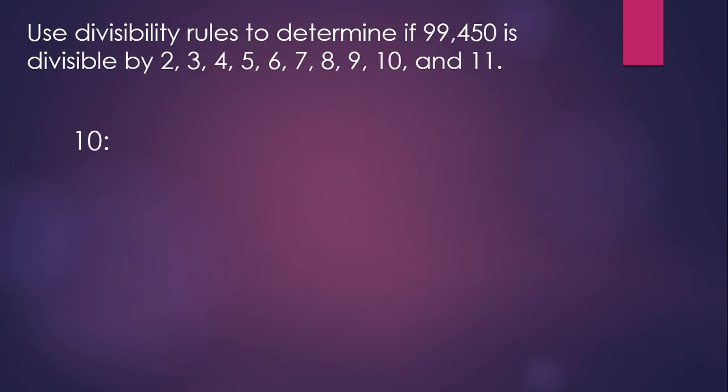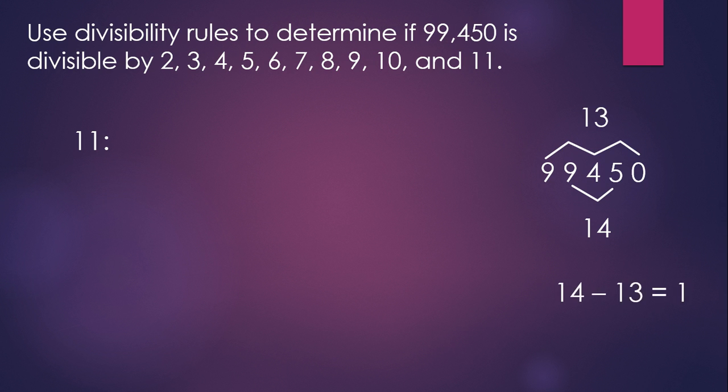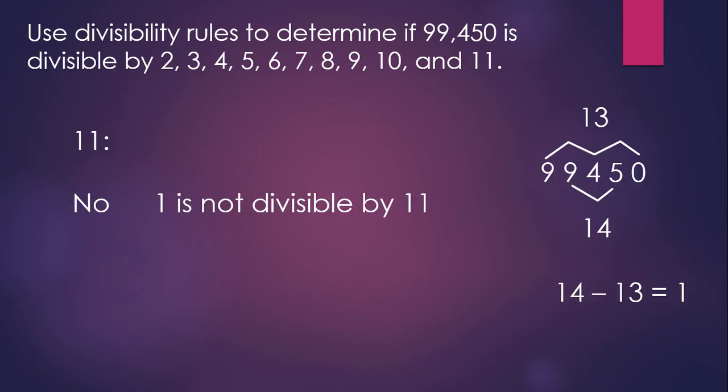For 10, we look at the last digit of the number. And since the last digit is a 0, we can divide it by 10. And for 11, we'll look at the numbers that we get when we add alternate digits. So 9 plus 4 plus 0 is 13, and 9 plus 5 is 14. If we subtract those numbers, we get 1. And since 1 is not divisible by 11, our original number is not divisible by 11 either.